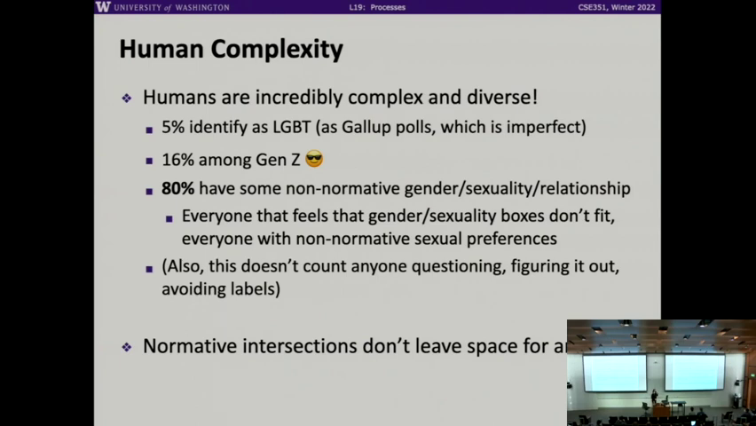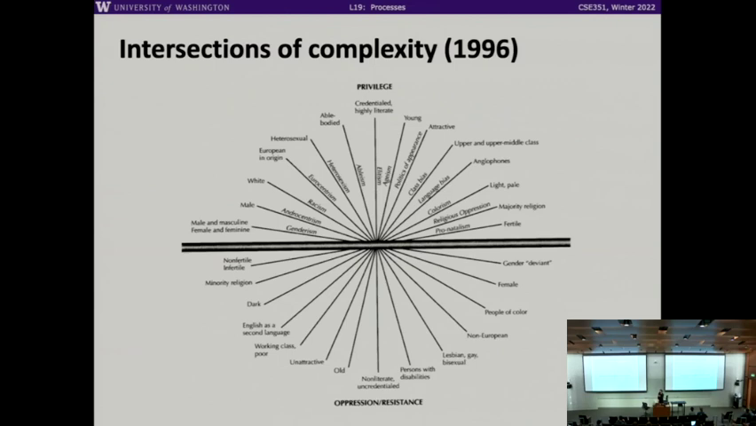And the intersection of normativity doesn't really fit anyone. This is one of my favorite charts. It's an intersections of privilege chart that we can talk about. There are lots and lots of different kinds of privilege and lots and lots of different spaces. Do I have a mouse pointer that y'all can see? Definitely not. Let's go real easy.